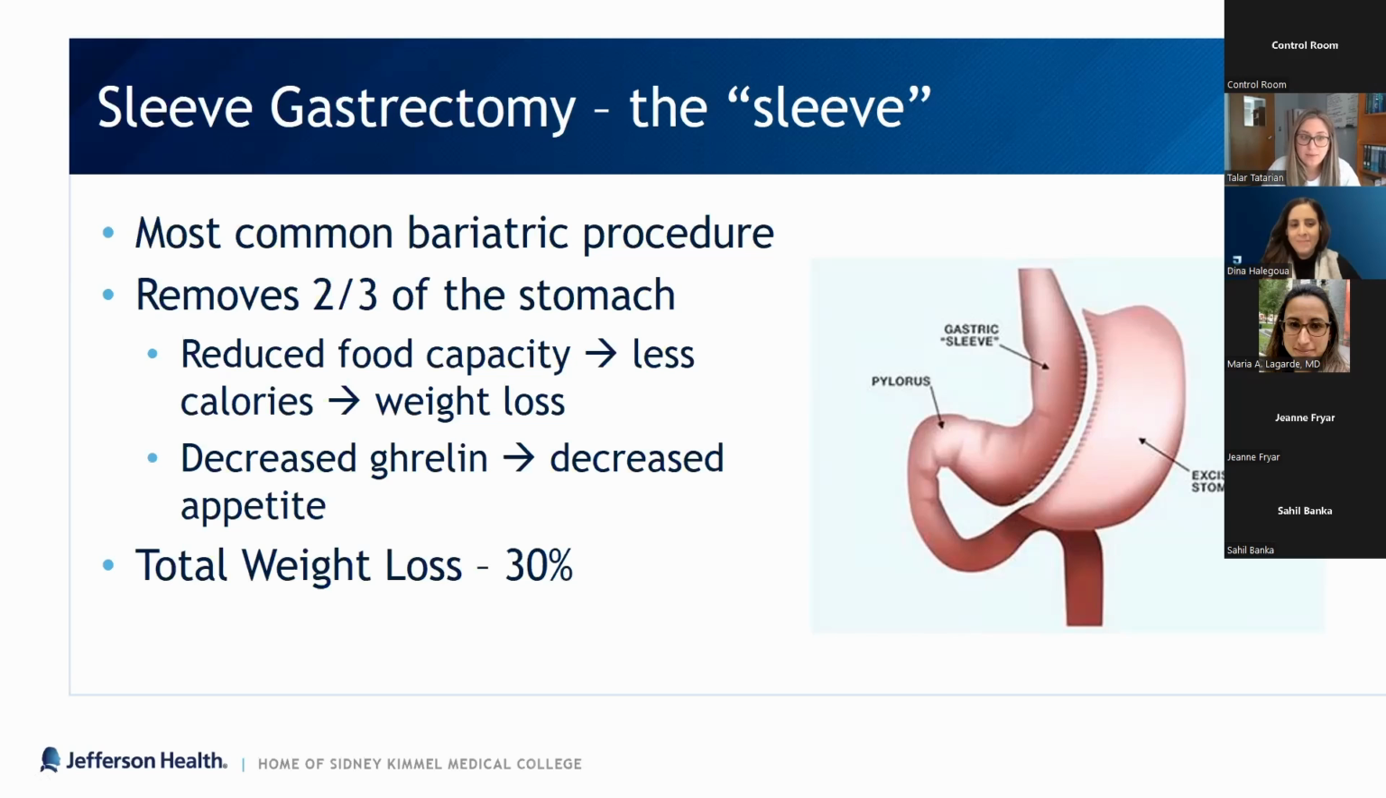So together, the average weight loss that we see is a total body weight loss of about 30%. So if you come in weighing around 300 pounds, let's say, the weight loss expected after a sleeve gastrectomy is somewhere around 90 pounds or so. So it gets you closer down to 200.